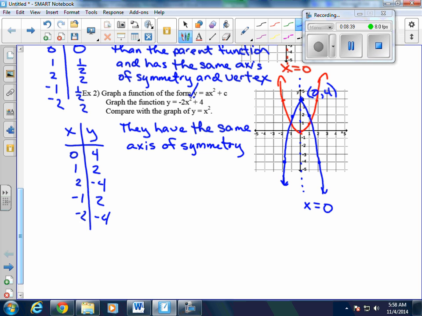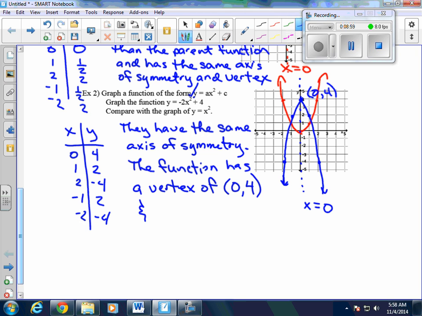But now, if we look, our function has a vertex of 0, 4. And what do you notice about how wide it is? Okay. This one's going to be skinnier or narrower than the parent function.